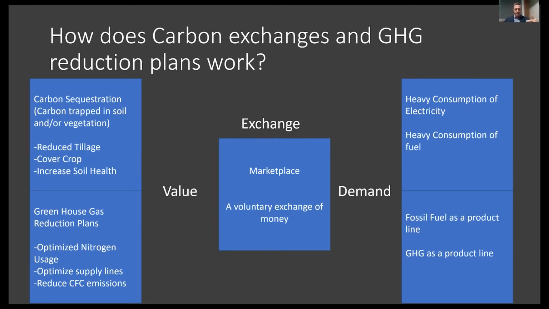And that's the production side or the value side. And then on the demand side, you have those that are heavy consumers of electricity or fuel, or companies that use fossil fuel as a product line, or a greenhouse gas itself as a product line. They're trying to offset what they're emitting. And so somewhere they meet in the middle, which is a marketplace, an exchange, where we voluntarily have an exchange of money. And what is that value? Well, that value changes just like any market. And over time, as we go forward, that will become more and more regulated, from a sense of people starting to understand what is the real value of any of these efforts on the left versus what is the demand of any of these things on the right.